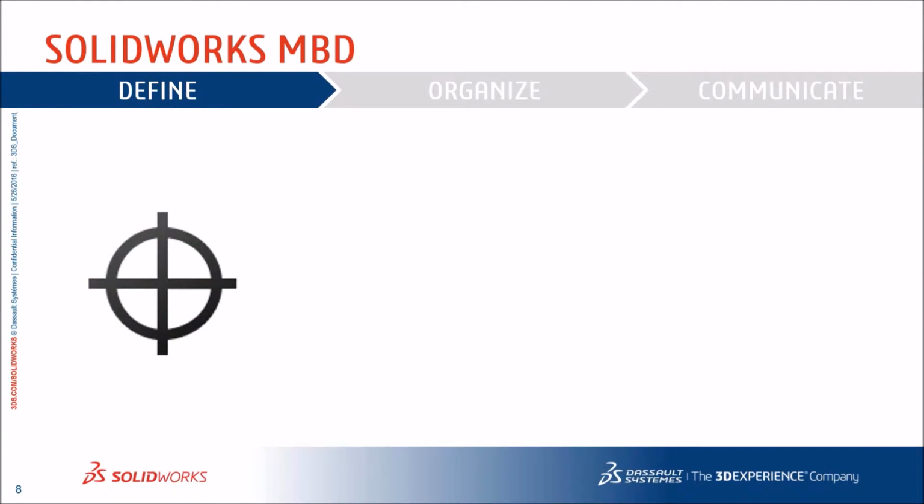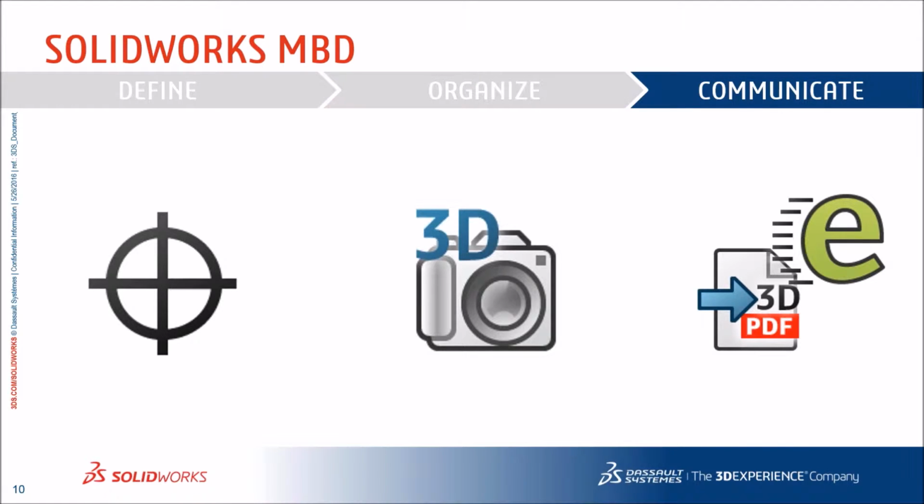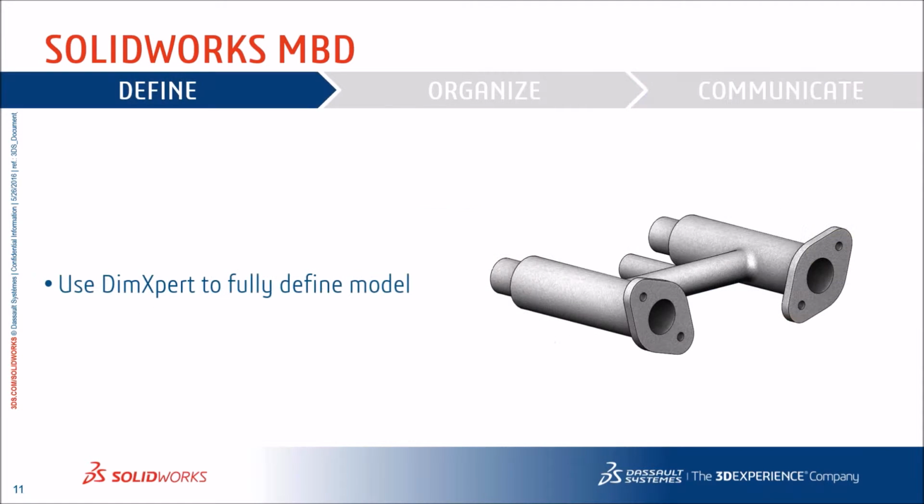So what's entailed with creating a 3D source for your manufacturing information rather than a drawing? Well, there's three steps. First, you need to define the information. Then you need to organize that information, and then put it into a clear format that can be consumed by someone on the shop floor or someone required for manufacturing your product that you've designed.